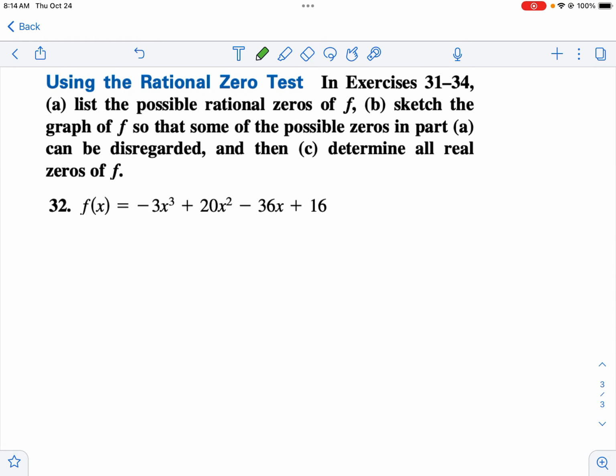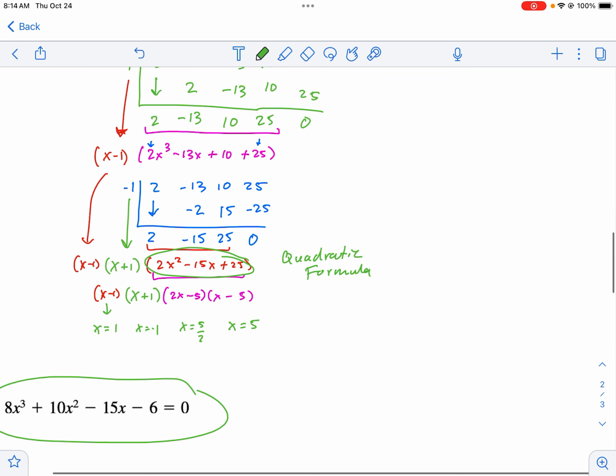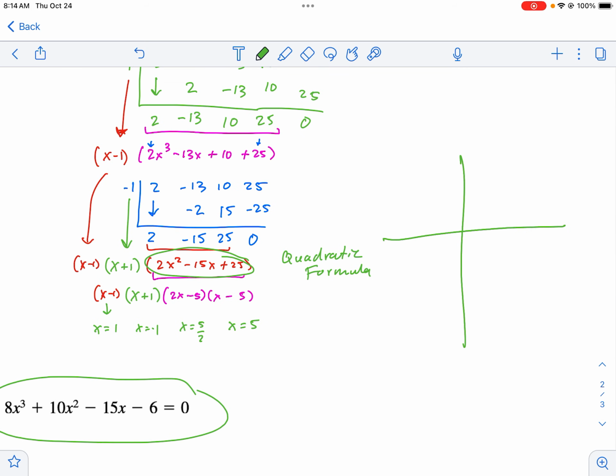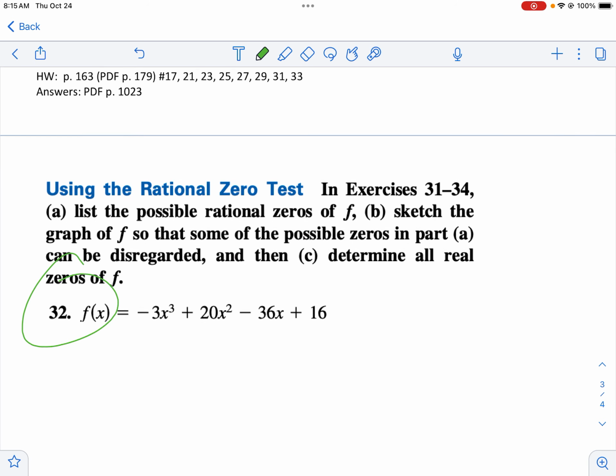The idea with this is once you have your roots, use what we did last time and graph. So if I was to graph this one, 1, negative 1, 5 over 2, it's about there, and then 5 is over there. Just knowing that it's a power of 4, it's going to come this way, and it's going to end that way. It's going to go through everything. All right, so on 31 and 33, you are to graph it.